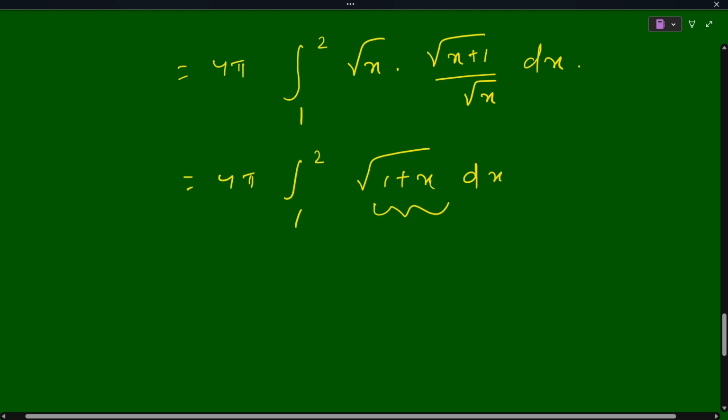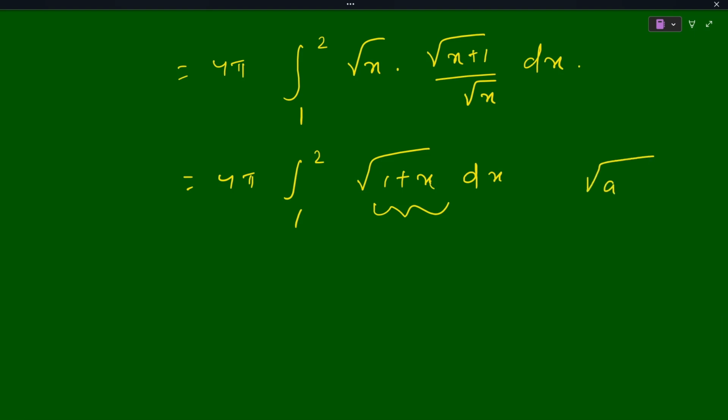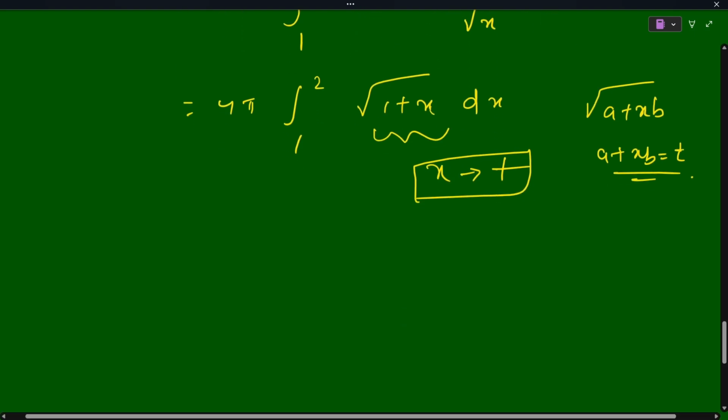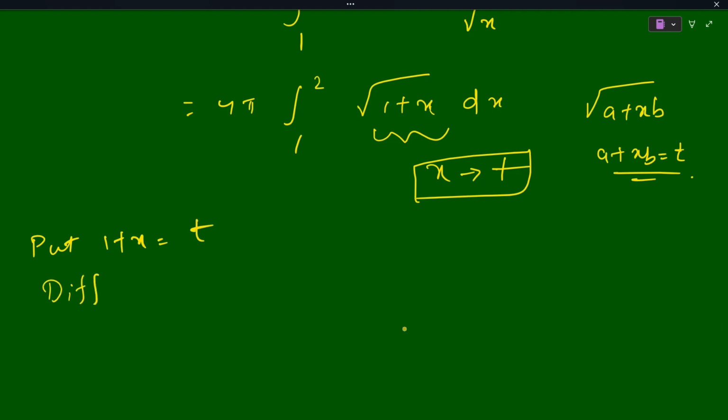Now to solve such type of integration, we need to use the method of substitution, where inside the square root I will take the value t, and it is only applicable if it is in the form of a plus xb, where a and b are both constant. And the objective here is that we are changing this integration from x to t. So the limits and all these things will be changed. So let's write 1 plus x is equal to t.